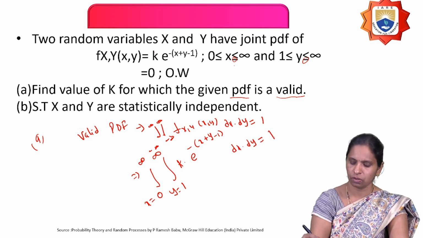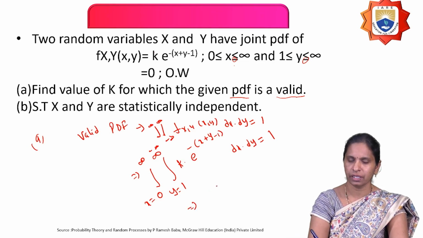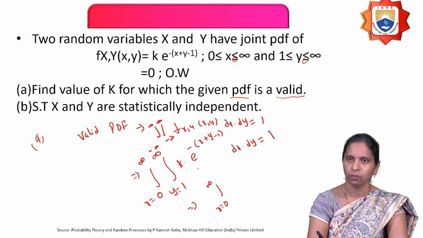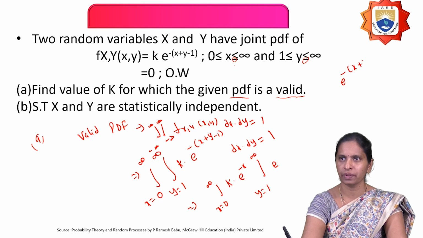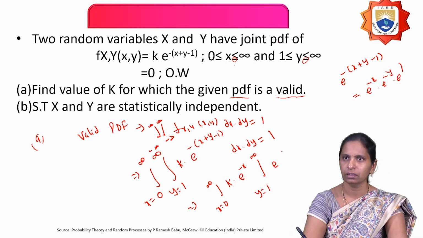Now you have to solve this one. So what can I get here? That equals the integration x equals 0 to infinity. When you are integrating with respect to y, keep the x terms constant, then k into e power minus x. So integration y equals 1 to infinity. I can write e power minus of x plus y minus 1 as e power minus x into e power minus y into e power 1. Therefore e power minus x is written here. Then e power 1 is also a constant, bring it outside. Then here e power minus y into dy equals 1.